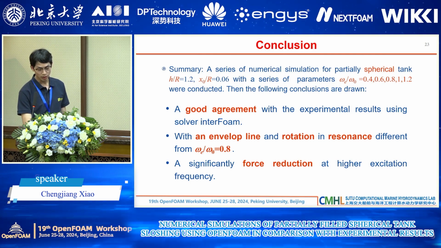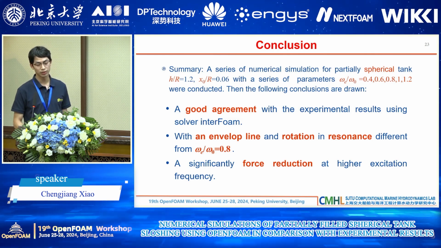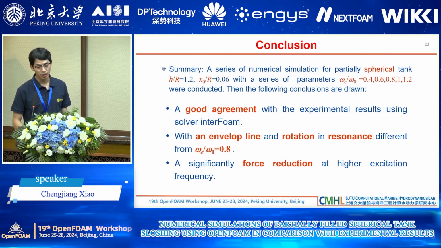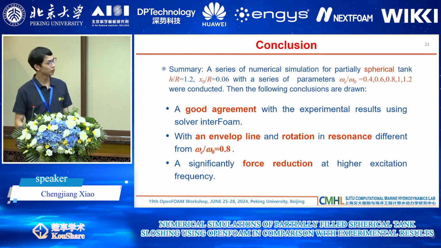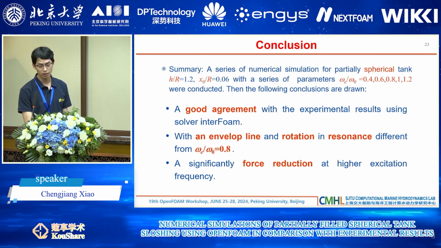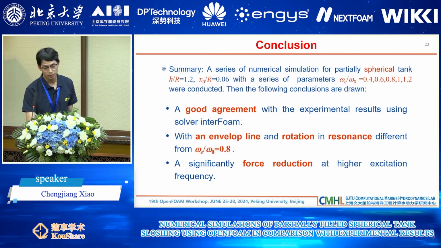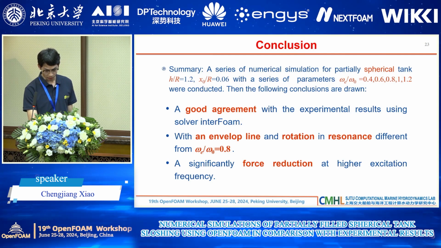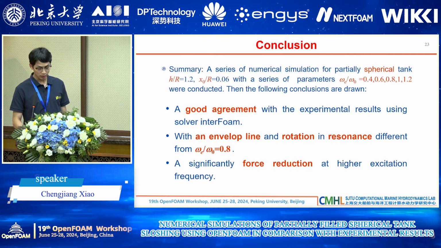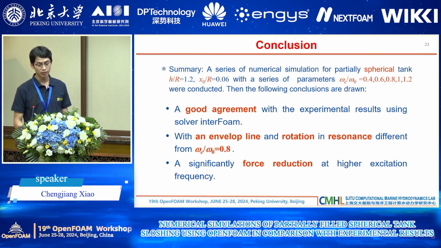When the excitation frequency equals the natural frequency, resonance occurs and the force sloshes with an envelope line. In the condition omega e to omega 0 equals 0.8, we can also observe the envelope line in the force history, but the rotation in the flow field is found simultaneously, so the mechanism is not the same. At higher excitation frequency, the wave force will be greatly dissipated in the flow field, so that the sloshing force will be significantly reduced.